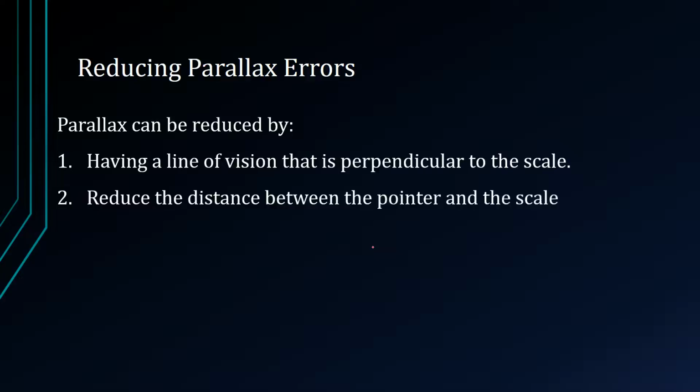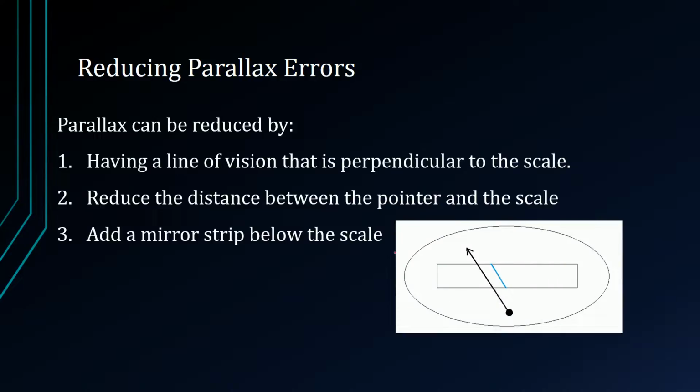We can also reduce the distance between the pointer and the scale, and the last part is we can add a mirror strip behind the scale or below the scale. Say, for example, this is what you have. This is the mirror strip here, this is your pointer, and this here is the image of the pointer inside of the mirror. As you line up the image with the pointer, the image is going to disappear behind the pointer itself. And as the image disappears behind the pointer, it means that you are viewing the scale at right angles, which means that you are reducing the parallax error.